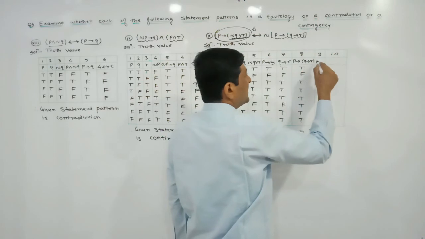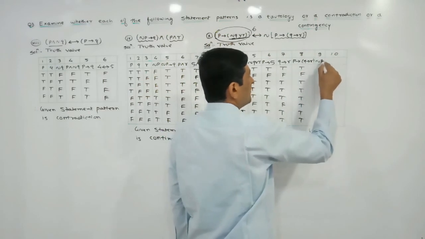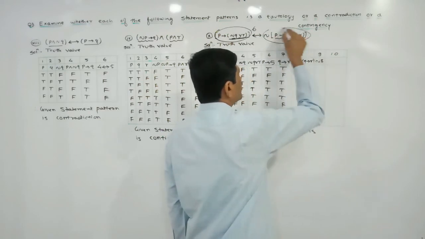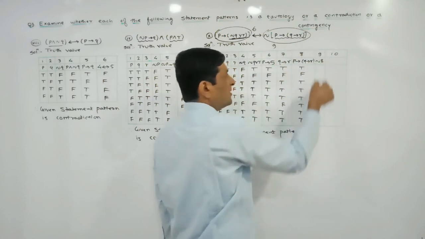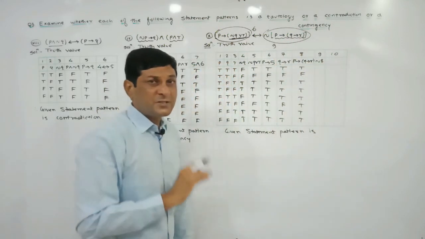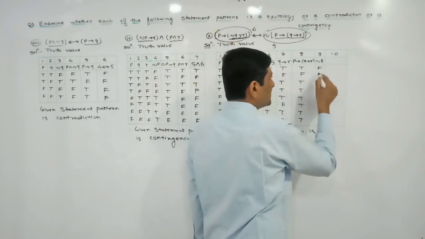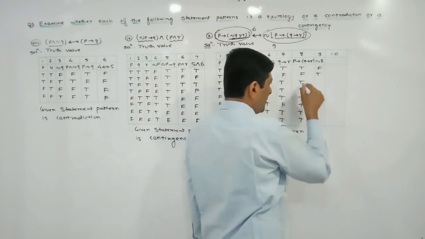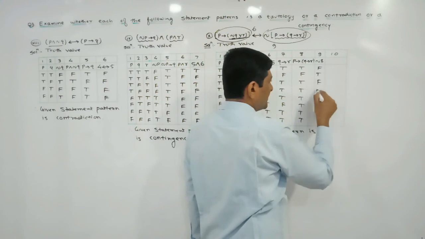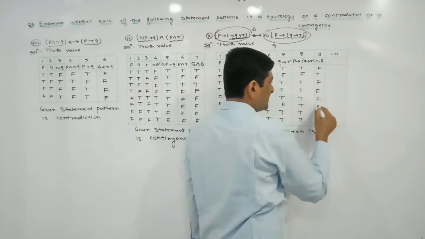We are finding negation of it, means negation of 8, and the truth value of this whole statement now lies in which column? 9. Let us try to find out negation of this 8. Negation of true is false, negation of false is true, negation of all these true will be false. Negation of true is what? False.